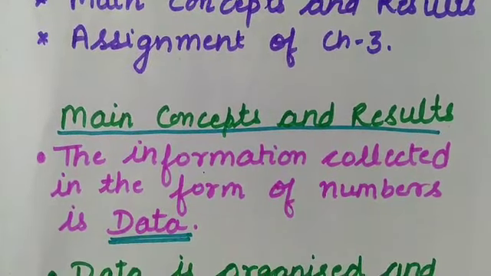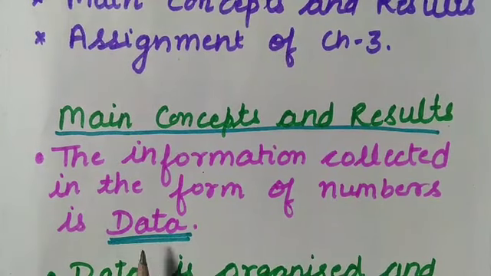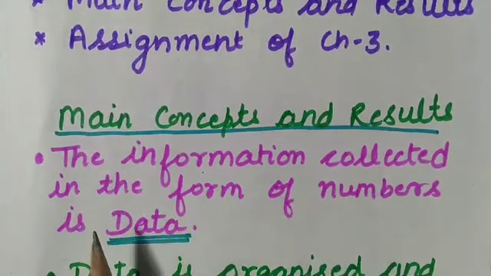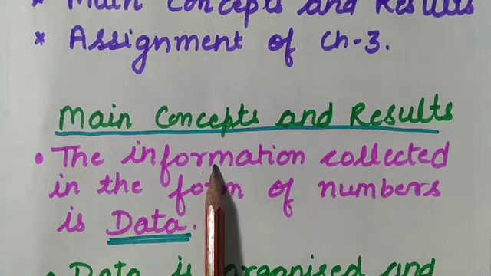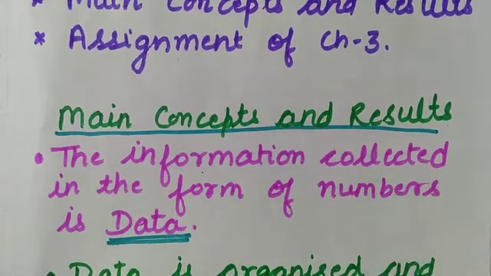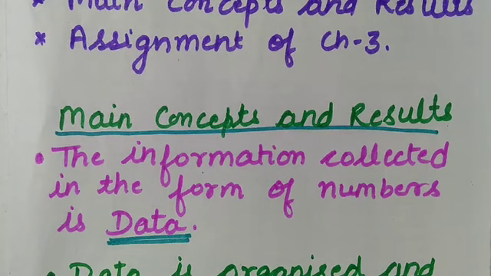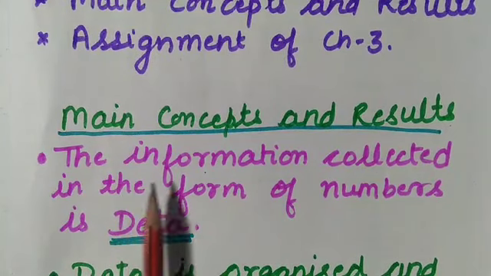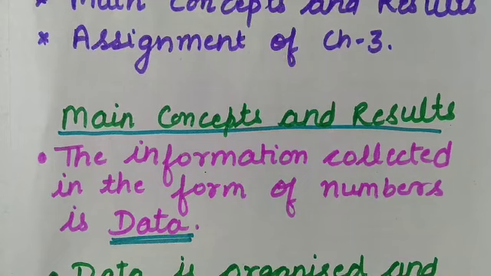First point we have is about data. The information collected in the form of numbers is data. Any information that we are collecting in the form of numbers is considered as your data. Suppose you are collecting the heights of 10 students in your class. The height can be collected in the form of numbers, so that is known as data.